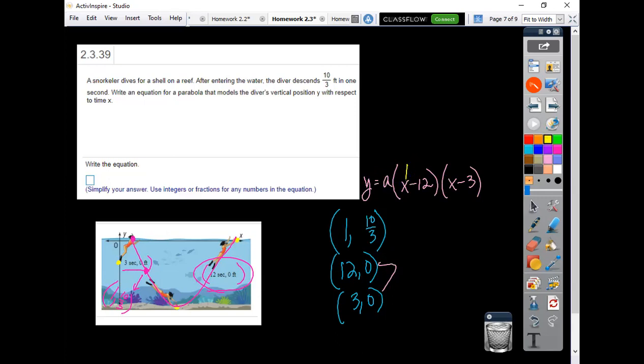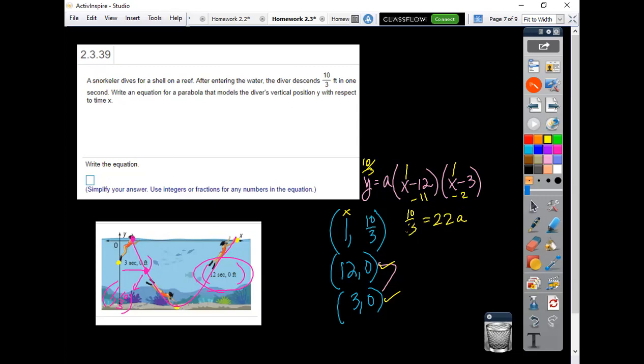So when I put a 1 in for these two x's, this is my x. I've used these two for the factors, and then the 10/3 is my y, to see what the equation would come out to. So 1 minus 12 would be -11, 1 minus 3, -2. Multiply those, I've got 22a equals the 10/3.